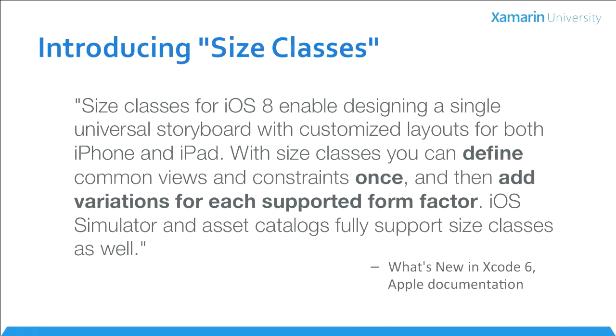So with size classes, we can now define our screen space in a known, generic way without relying on idiom and orientation directly. But instead, we're going to let the operating system worry about that, and we'll have it just tell us in higher level terms really what we can draw to. How much space do we have? So this new concept effectively deprecates the UI interface orientation and UI user interface idiom. So we're not going to use those any longer going forward with iOS 8.